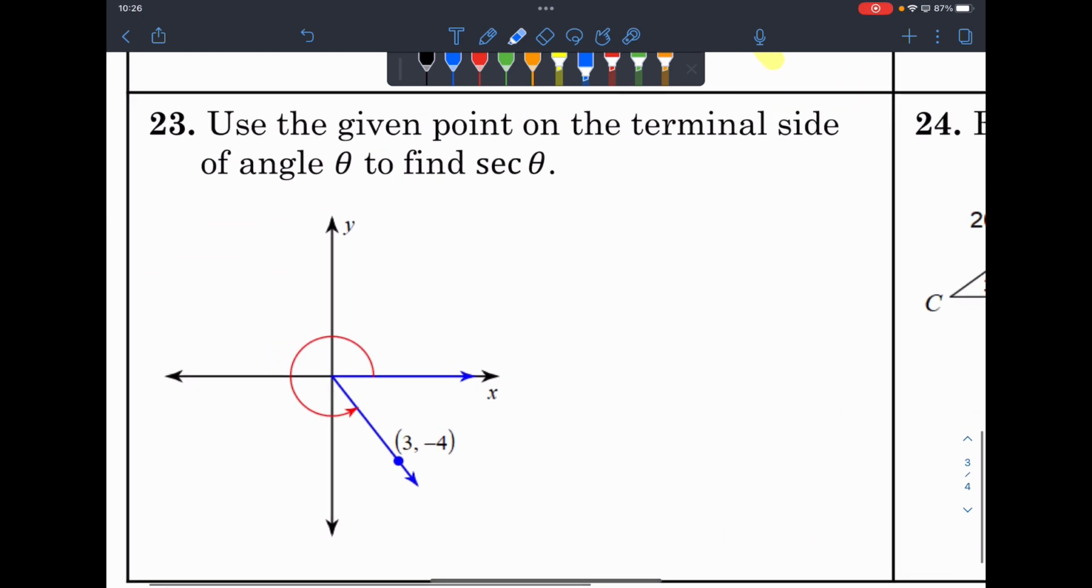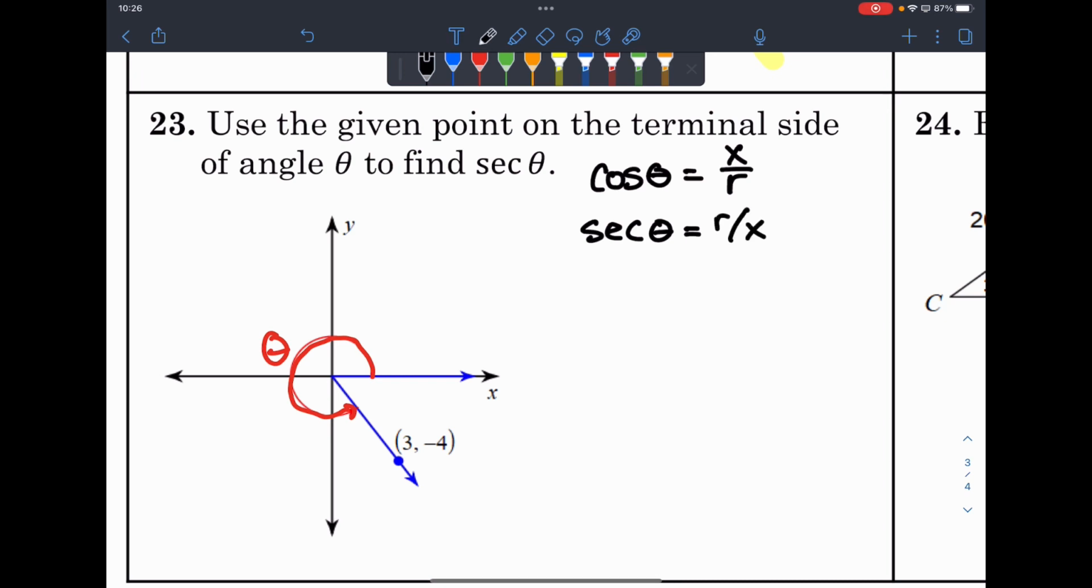And now to number 23. Here, we're going to use the given point on the terminal side of this angle theta. So this red right here, that's our theta, and we want to figure out the secant of theta. Well, secant is the reciprocal of cosine. And since cosine of our angle would be x over r, secant would be the reciprocal of that, so r over x.